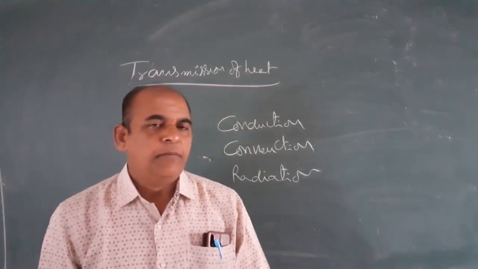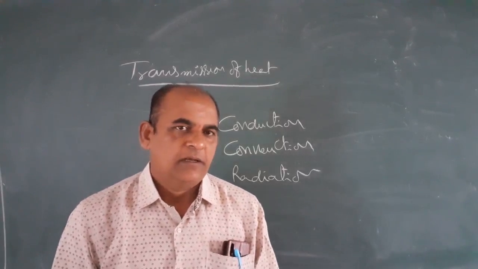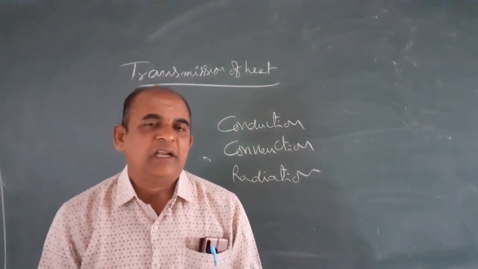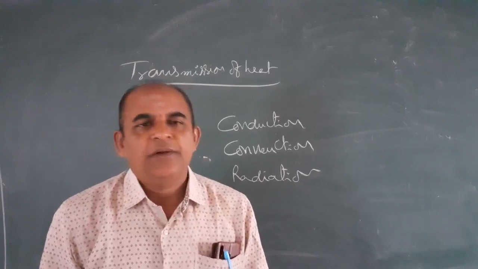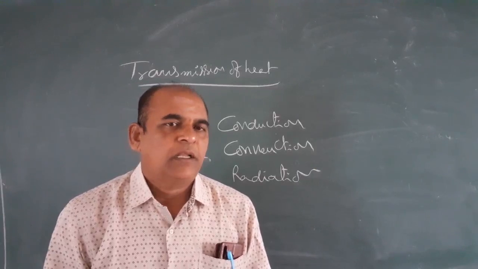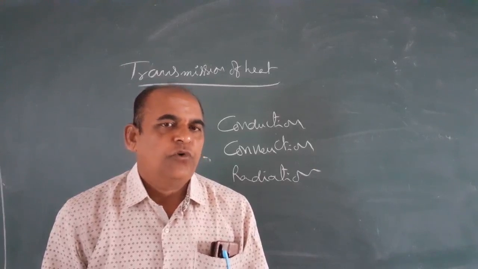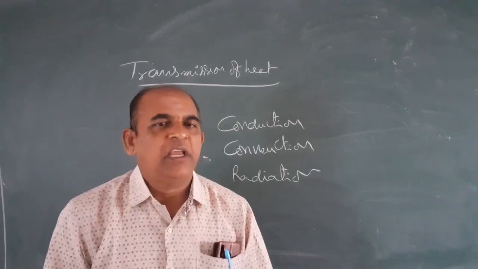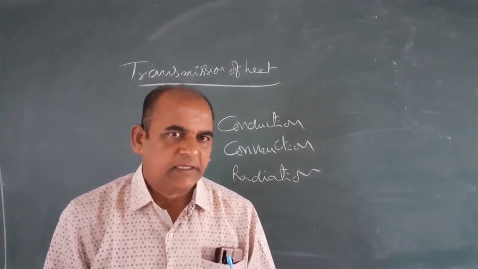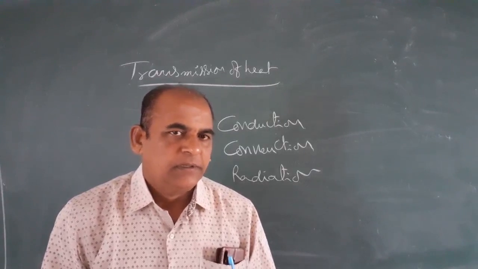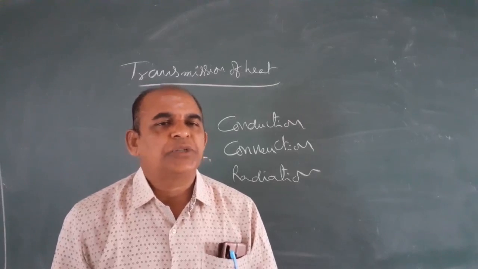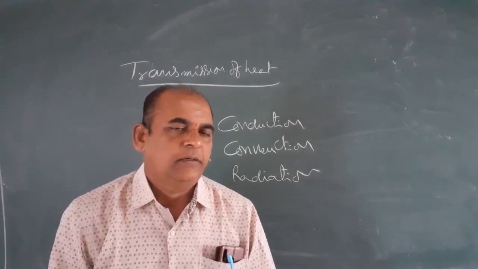In total, we make 6 parts of heat. First one, thermometry, about temperature scale relations. Second one, expansion of solids and liquids. Third one, calorimetry. Fourth one, transmission of heat. Fifth one, thermodynamics. Sixth one, kinetic theory of gases. So total 6 parts of the heat.